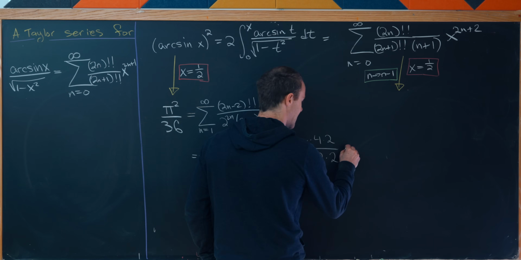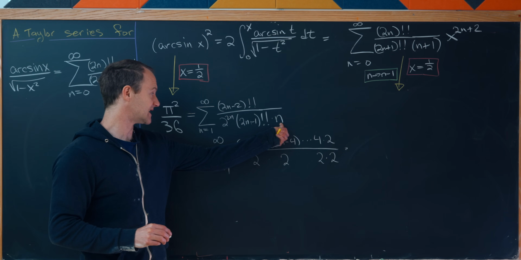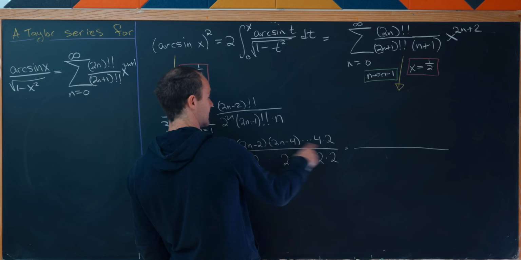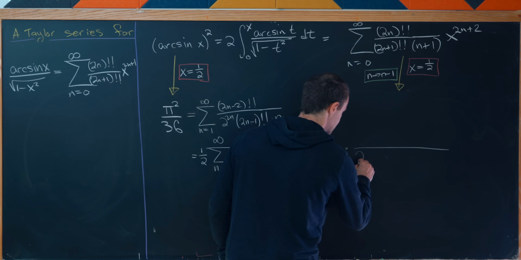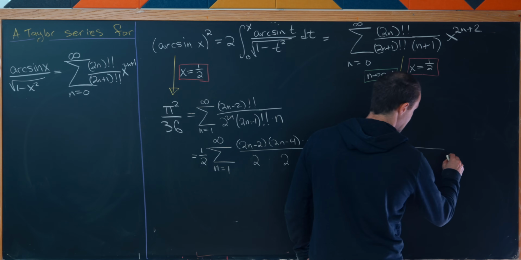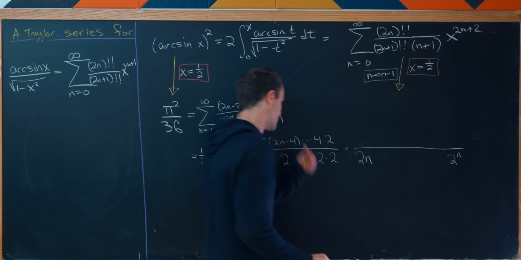Okay, so now I'm going to continue this process. I'm going to take this n right here and I'll move it to the left-hand side of this second denominator, and I'm going to combine it with one of the 2's. So 2n. And that's going to leave me with n 2's left over. I'll write that as 2 to the n over here. Okay.